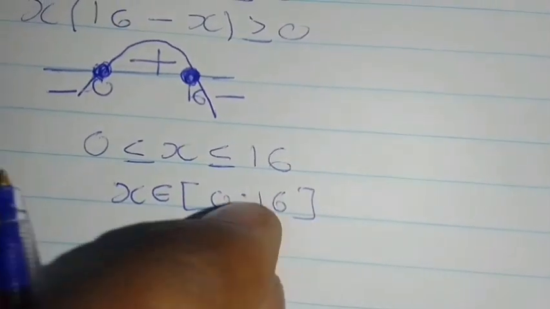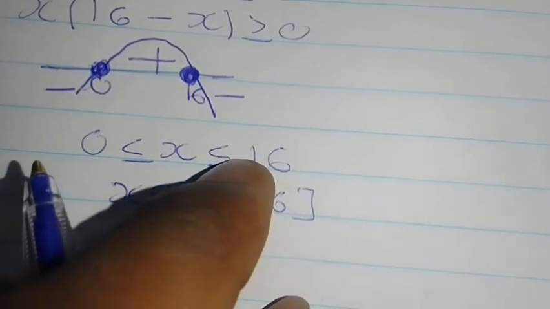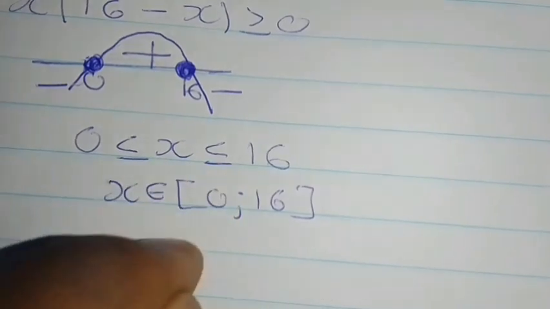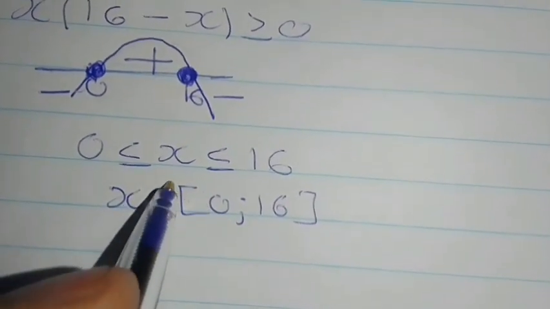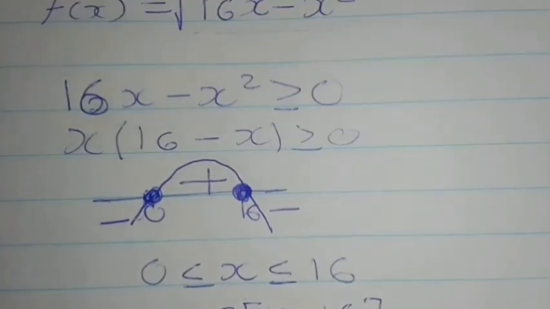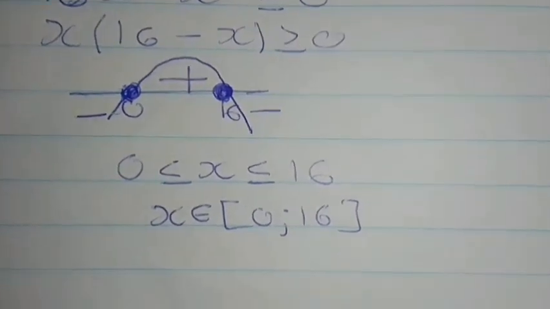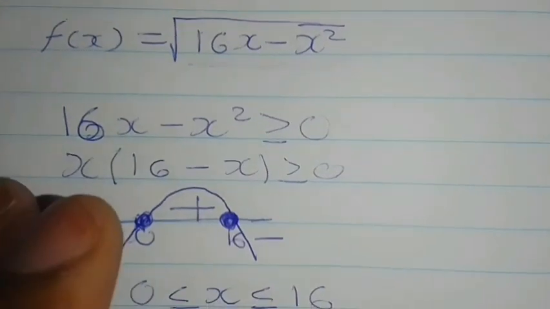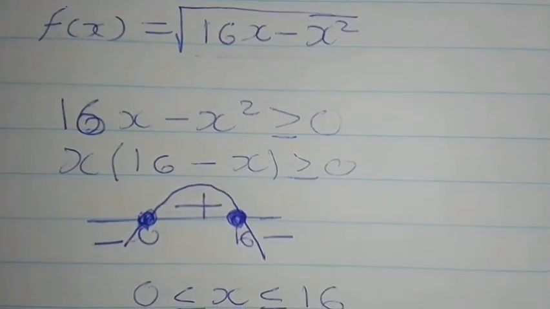Note that 0 and 16 are included. For inclusion, you make the square bracket, and if it's not included, then you'll make a normal bracket or a small bracket. That's how you can basically find the domain of a certain function.